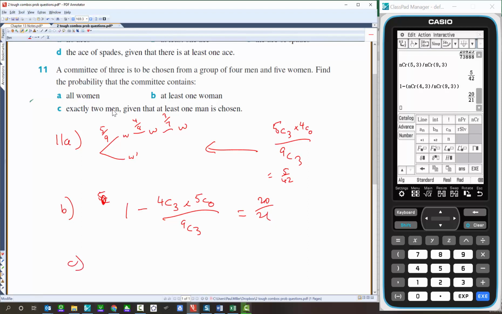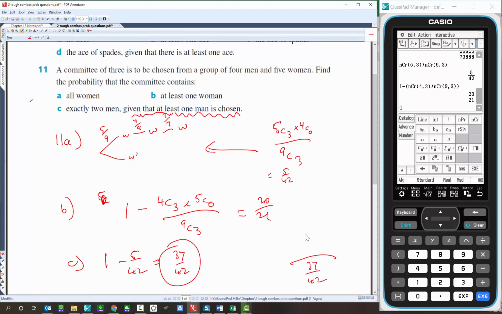Okay, part C, exactly 2 men, given that there is at least 1 man chosen. At least 1 man chosen means not all women, so we can take care of the given condition. So we're going to do 1 take away all women, which is 1 take away 5 on 42, which is equal to 37 on 42. That's going to form the denominator. We shrink the sample, if you want to imagine that. So given that, we use that to shrink it down, and then exactly 2 men.